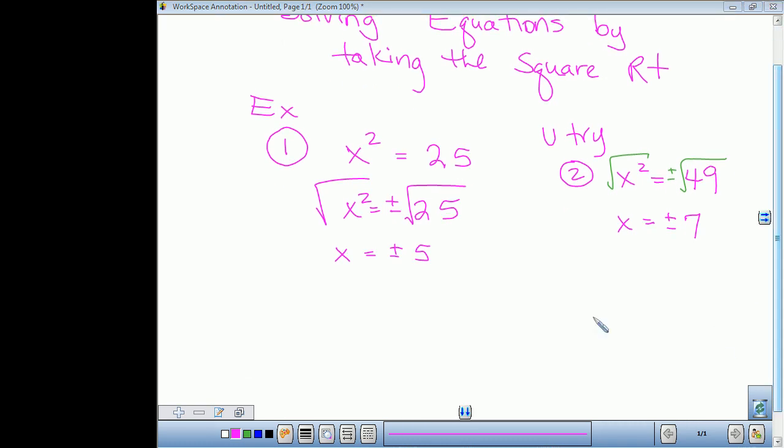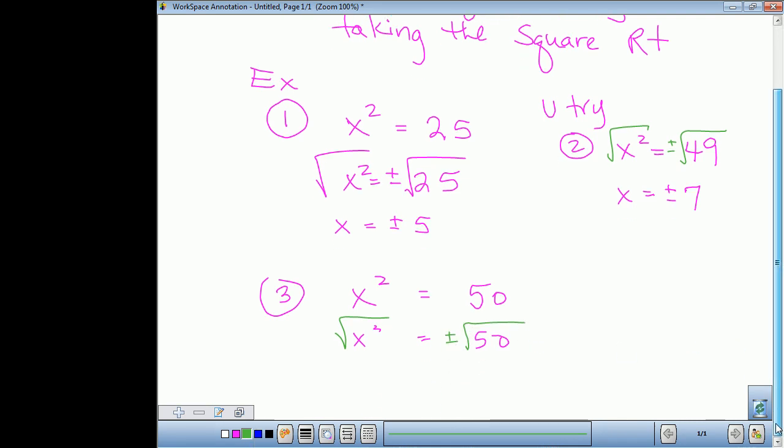Now, sometimes when we start off, it's not equal to a perfect square. Sometimes it's equal to a number that's not a perfect square. So when we have something like x squared equals 50, I'm just going to rewrite it so I can show all my work. When we take the square root of both sides, which is our first step, we get plus or minus the square root of 50.